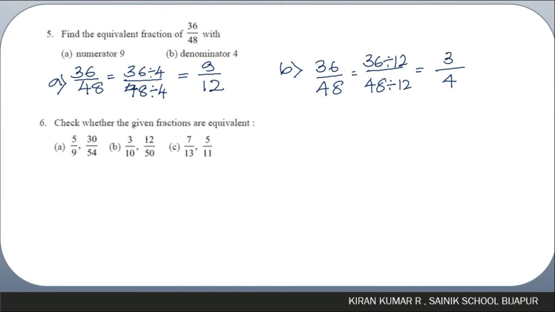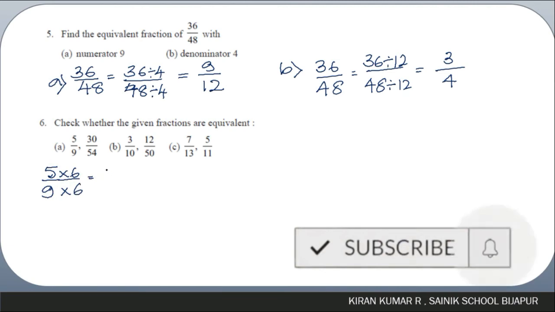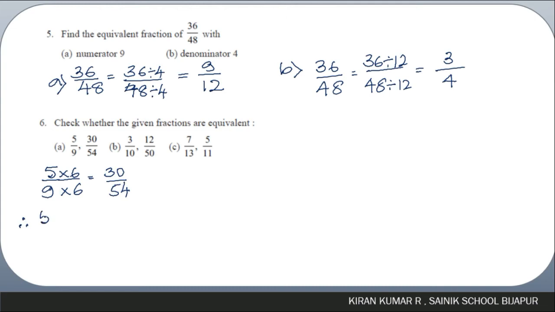Question 6. Check whether the given fractions are equivalent. 5 by 9, 30 by 54. When I take 5 by 9, if I multiply this with 6, then I get 30 by 54. Therefore, 5 by 9 and 30 by 54 are equivalent.